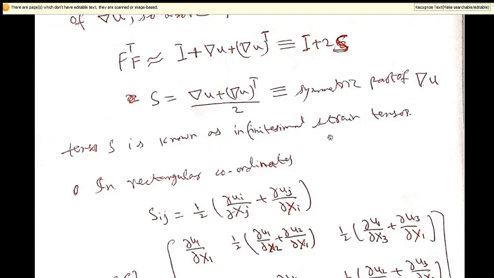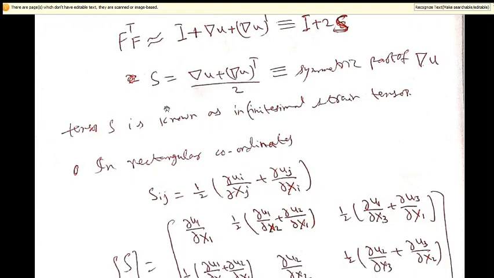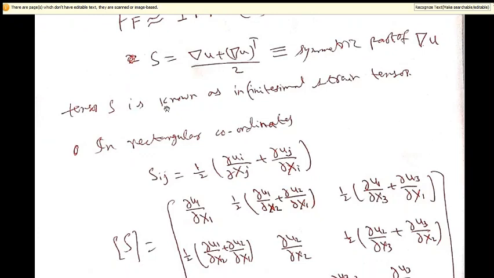It can also be noted that the strain tensor is symmetric and it is second order, because you can see that this is second order, and this will also be a second order tensor. So for a rectangular Cartesian coordinate system, the components of the strain tensor will be in this form.